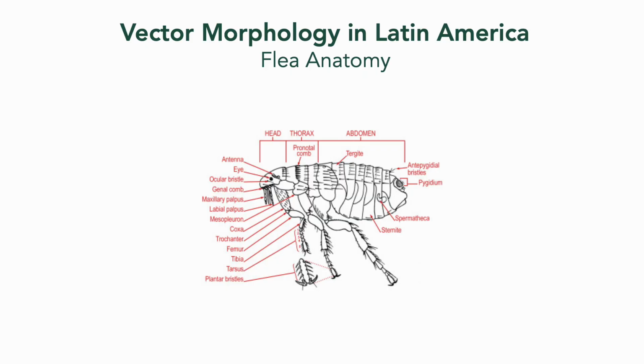Important identification features include the genal and pronotal combs, rows of spines on the head and thorax, and the shape of the head capsule. These structures are essential for distinguishing Xenopsylla, Ctenocephalides, and other common flea genera in the Americas.